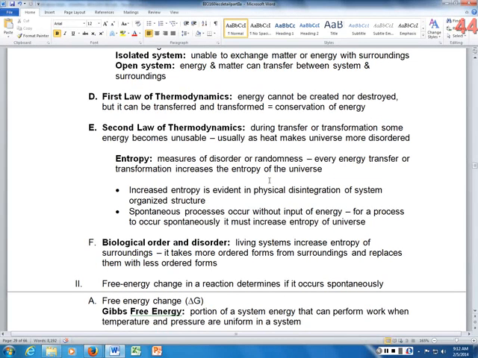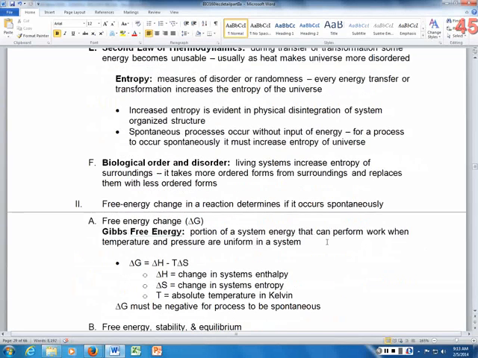Spontaneous processes occur without energy input. So for something to be spontaneous, it occurs by itself. You don't have to put any energy into it. But for something to be spontaneous, it also has to increase the entropy of the universe. So it's releasing some energy, and you're always going to have some of it released to the universe, which is increasing the entropy.